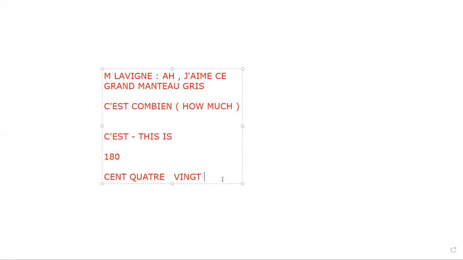So Catherine is saying, ooh, c'est trop cher. Répétez après moi. C'est is this is, trop is very. C'est trop cher. It is very expensive. Sir, what does trop mean? Trop is very. C'est trop cher. Cher is expensive. Clear?